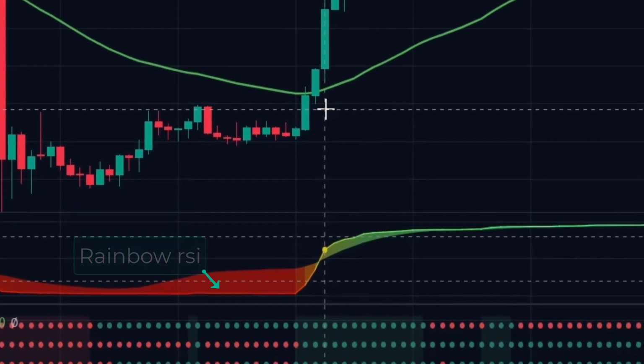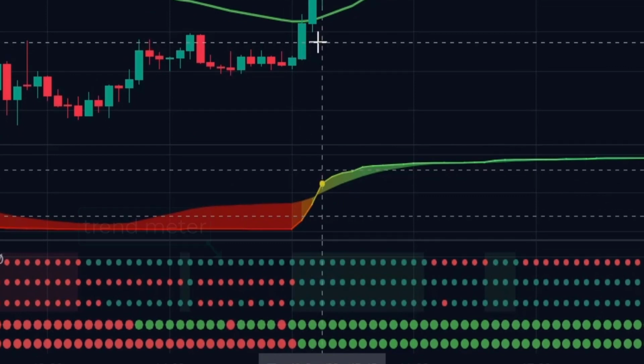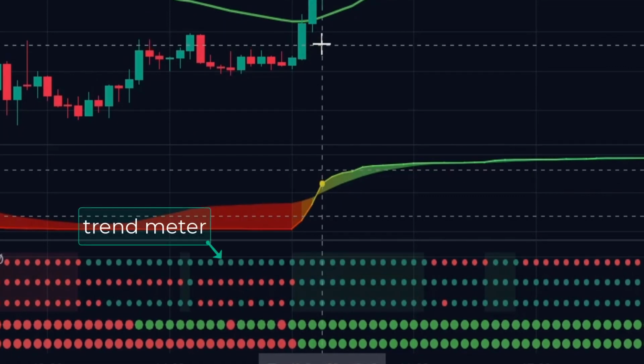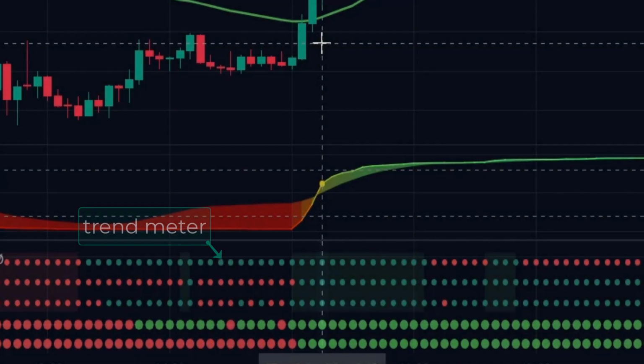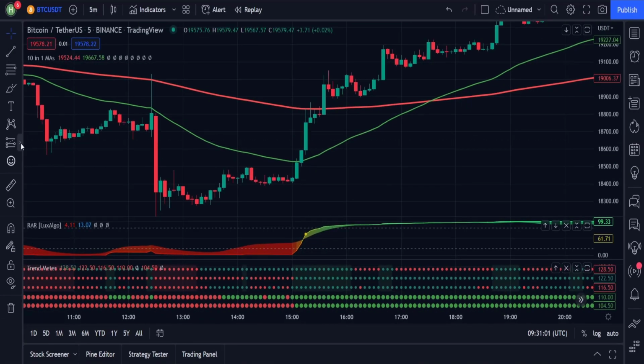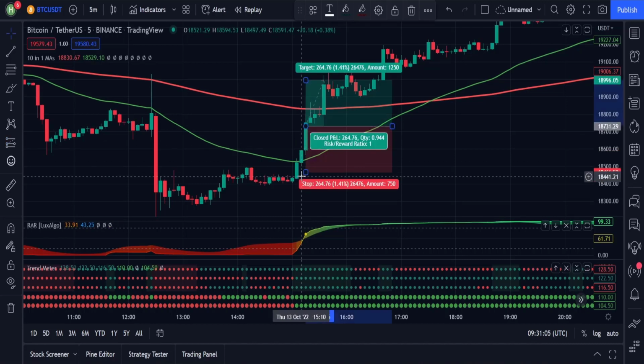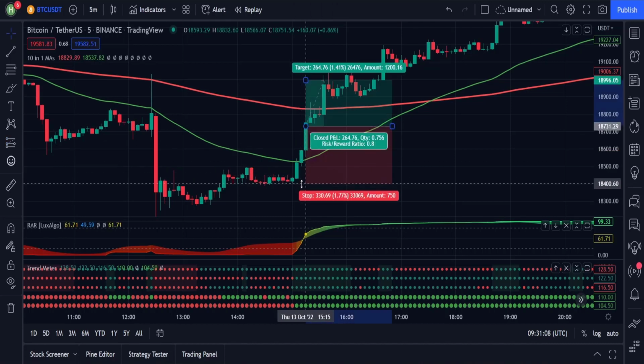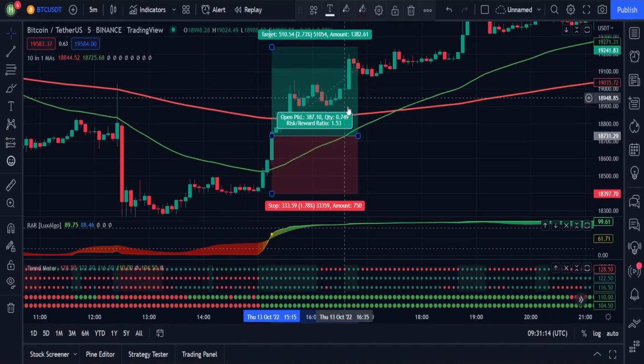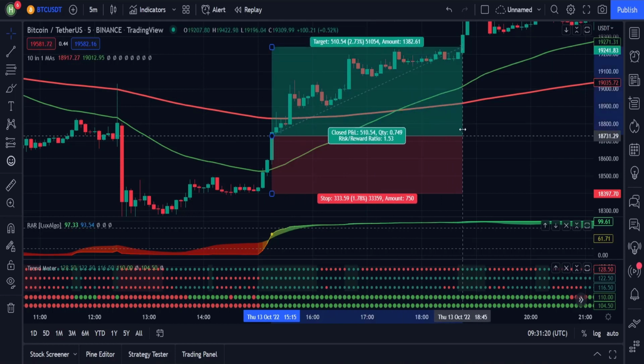And finally, to confirm the entry, the trend meter has to print 5 green dots, as it does here. As all the rules are confirmed, we'll get into this trade right here. The stop loss will be set at the recent swing low. And for this strategy, we're going to be targeting 1.5 times the risk. So this trade would have ended in a profit.